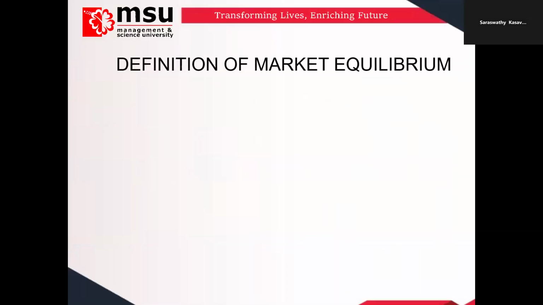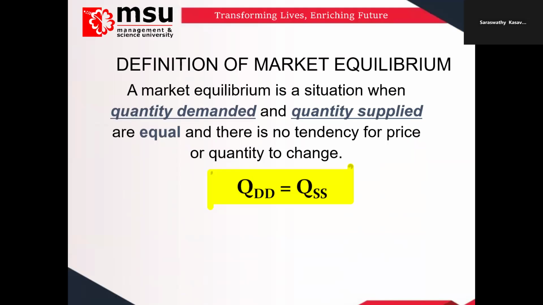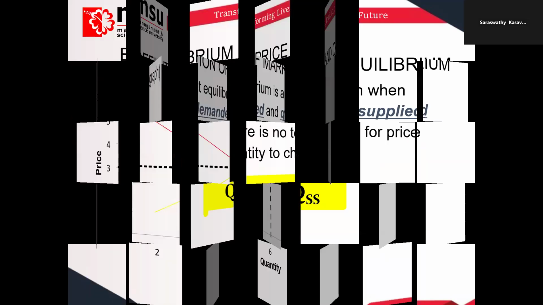Okay. So, what is the definition of market equilibrium? A market equilibrium is a situation when the quantity demanded and the quantity supplied are equal, and there is no tendency for the price or quantity to change. Just remember this one. The formula is quantity demanded equals quantity supplied, or quantity supplied equals quantity demanded. So, same. We go to the next.